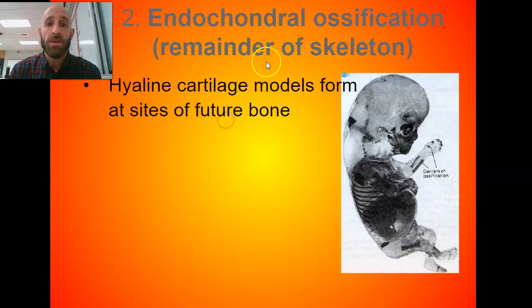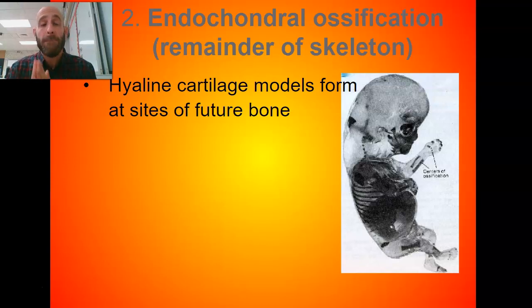Okay, so here's a big difference. In intramembranous bone, it's not cartilage yet. It starts off as this mesenchymal stem cell that becomes flat bone. This is a big difference. Endochondral bones start off as cartilage. So this is a fully formed cartilage mini skeleton. So it's a cartilage model that forms at the future sites of bones.